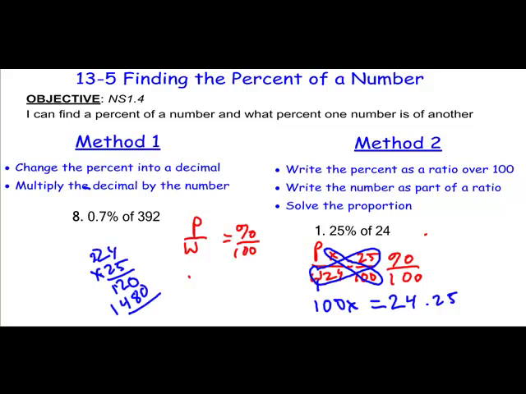So we have 120 plus 480. 0 plus 0 is 0. 2 plus 8 is 10. And 4 plus 1 is 5, so 600. So 100 times x equals 600.